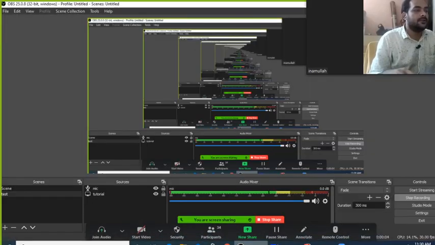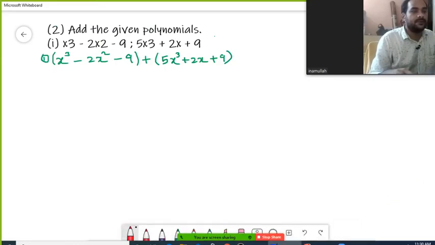So these are two given polynomials which we are going to add. I wrote both the polynomials within the bracket. It is not required in case of addition. But when you are subtracting one polynomial from another polynomial, it is important to write the second polynomial, which you are subtracting from the first, within the bracket.